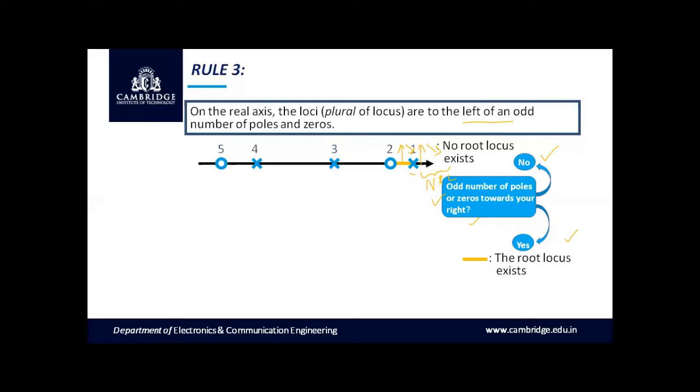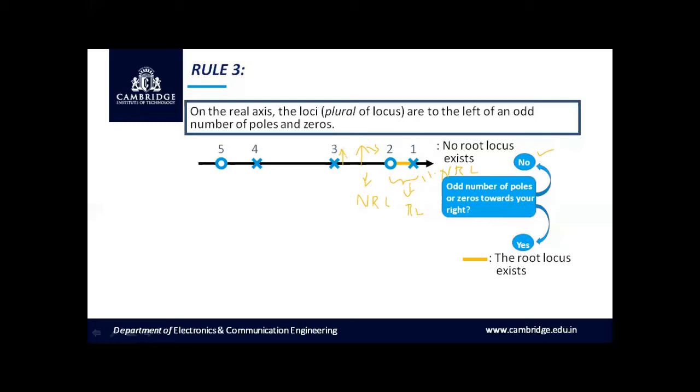Now, let us assume that you are at this location and look towards your right. Repeat the question once again. Are you able to see any odd number of poles or zeros towards your right? No, I can see an even number, that is one pole and one zero. Hence, no root locus exists in this region. I can write it as NRL, and this region is RL, and this region is NRL. And there will not be any region of root locus until this region.